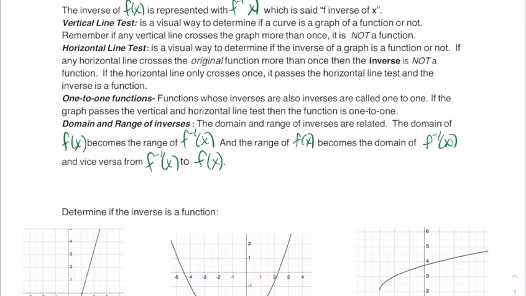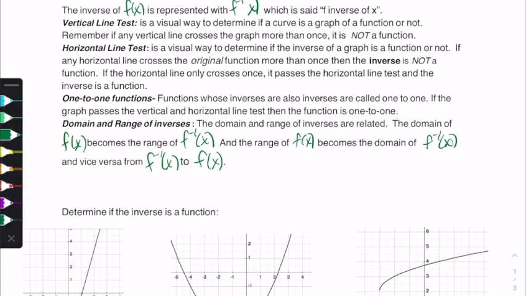When we're looking at inverses, we've learned that in order to find the inverses of points, you switch x and y. To find the inverse of a table, you switch the x and the y. To find the inverse of the graph, you switch the x and the y, or you could reflect it across the y equals x line. Your y equals x line will make it so that it is switching the x and the y.